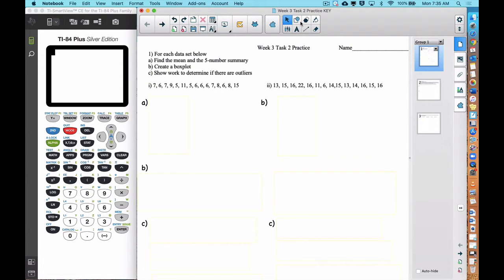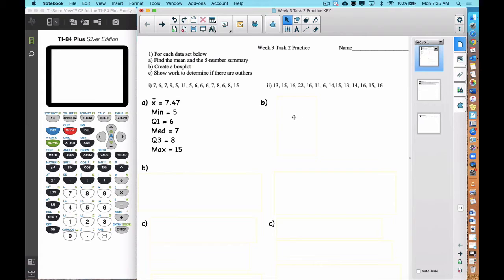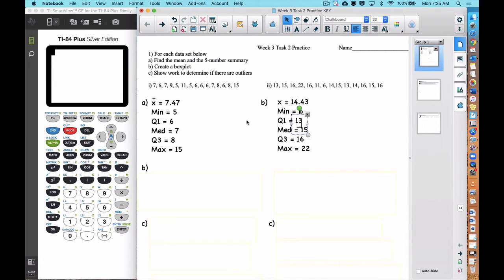All right, let's talk through week 3, task 2, so you can correct here. For the mean and the 5-number summary for both these data sets, well, really for this whole problem, I would put these numbers in your calculator. But there is our mean and our 5-number summary for both of those. Whoops, I lost my bar on my X bar.